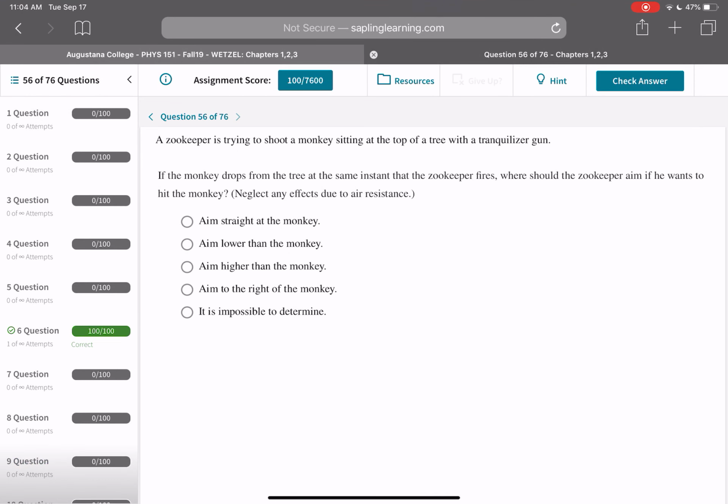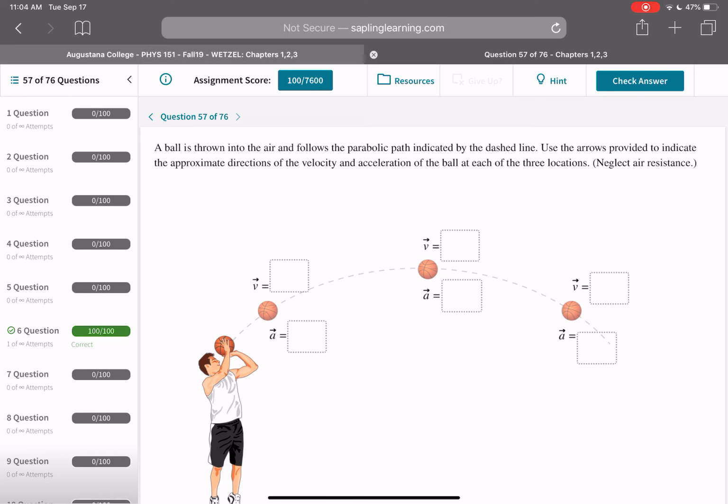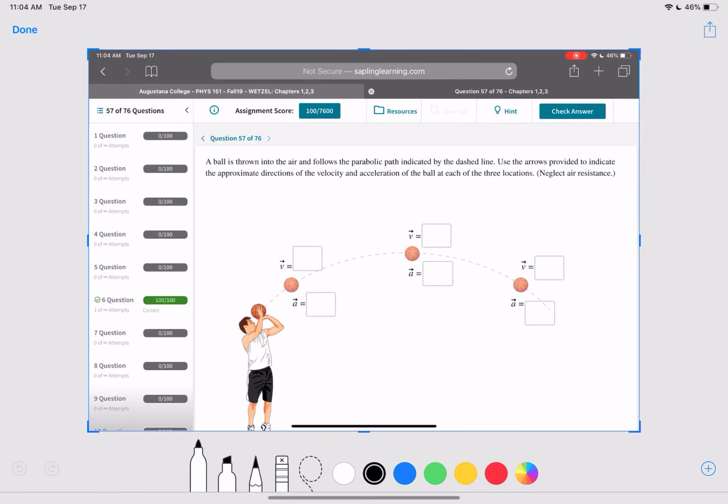And that's because it's falling at the same rate. Okay? A ball is thrown into the air and follows the parabolic path indicated by the dashed line. Use the arrows provided to indicate the approximate directions of the velocity of the ball at each location. Okay, so you shoot a basket. Acceleration is always down. That's g. The velocity vector is always pointing in the direction of the trajectory at that point.